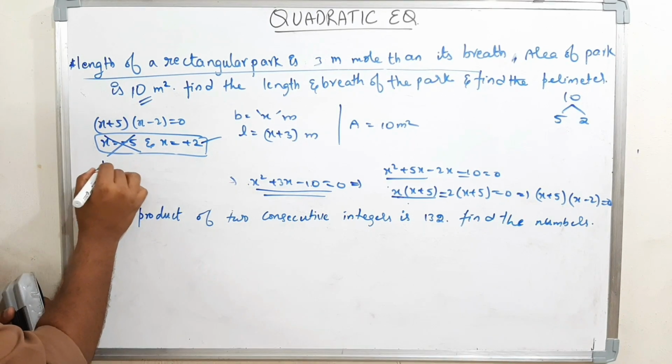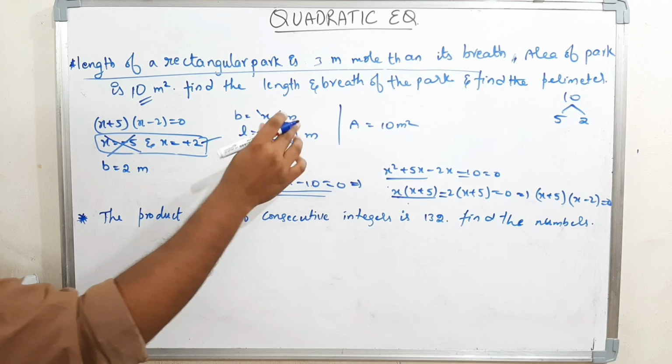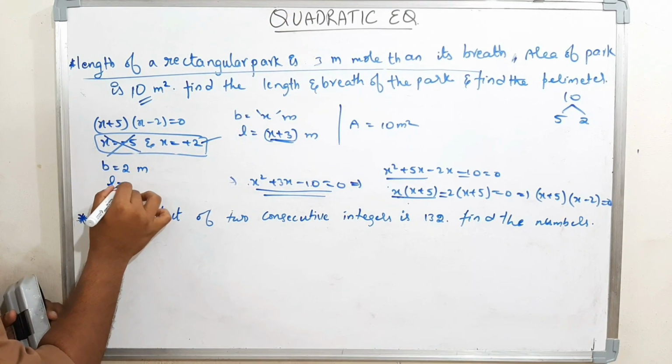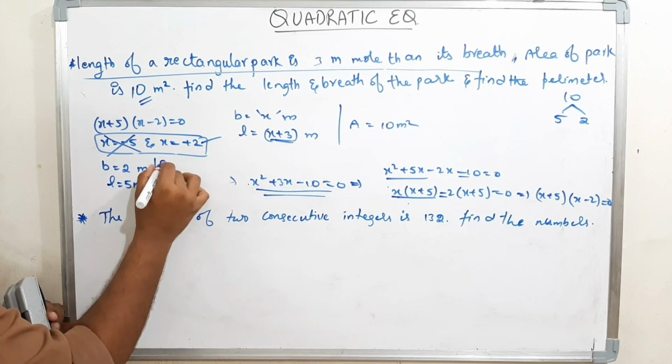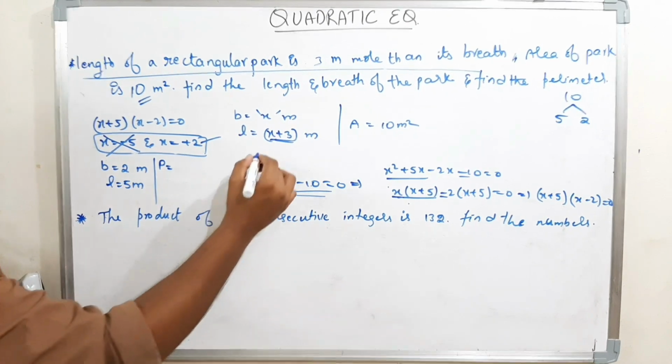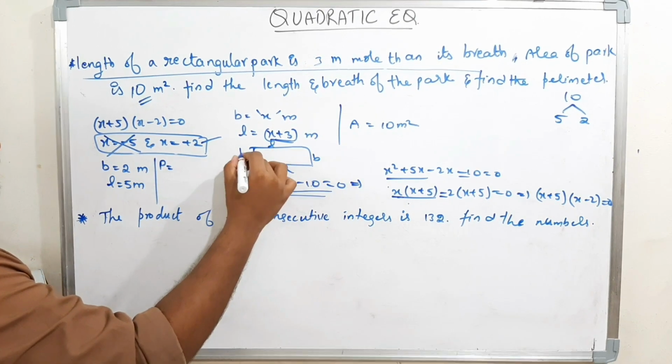Therefore, what is the breadth? 2 meters. Now, what is the length? Length is 3 meters more than breadth. Therefore, length must be 5 meters. Okay, we got it. What is the perimeter? The perimeter of the rectangle is length, breadth, length, breadth. What is the perimeter?